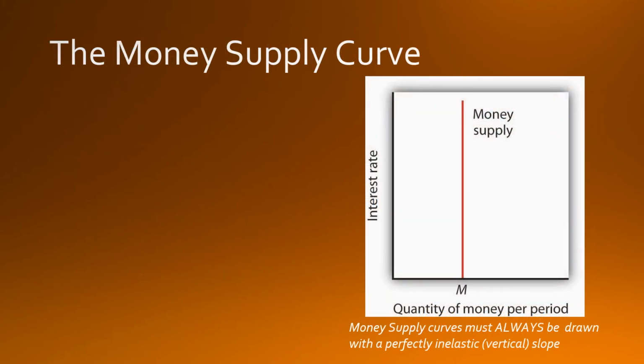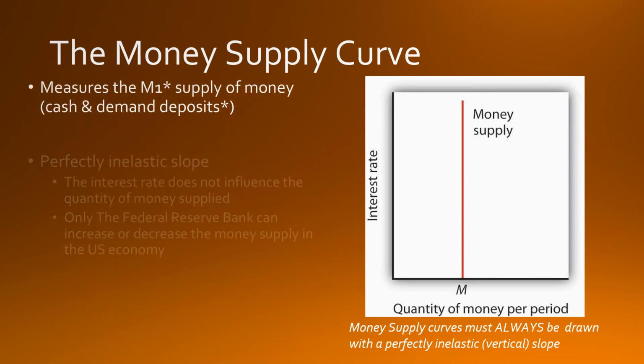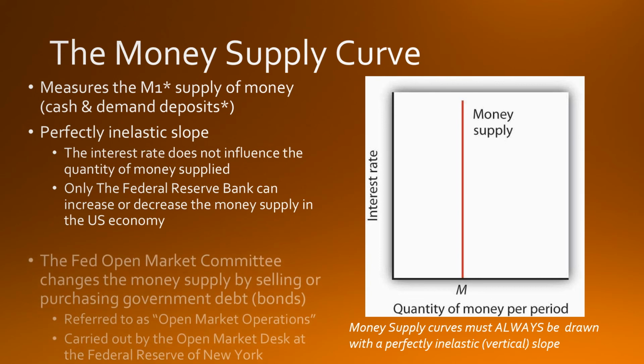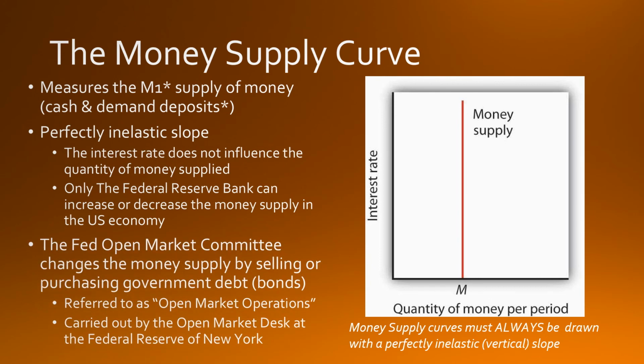All right, so the money supply curve, let's talk about that real quick. It's kind of boring because it really only does two things. It only shifts left or right, and it only shifts left or right based on monetary policy, okay? The reason why is because the supply of money is under the control of the Federal Open Market Committee, and it only changes when the Fed does things like buying and selling government bonds through open market operations that are carried out at the Federal Reserve of New York. They call it the open market desk for good reason, right?